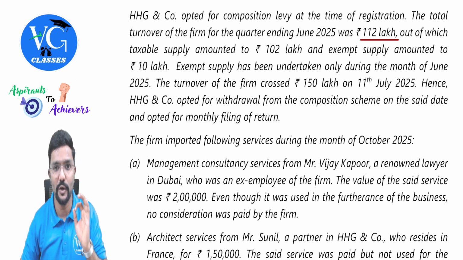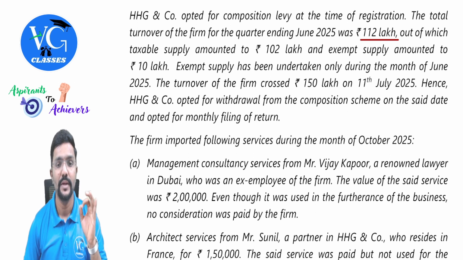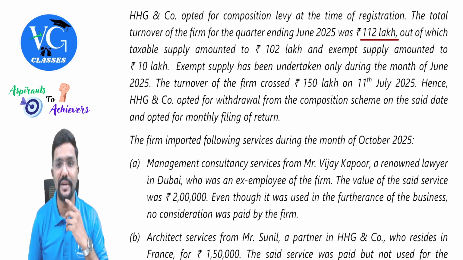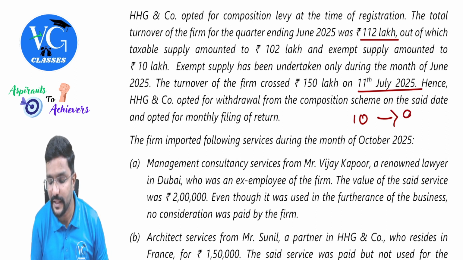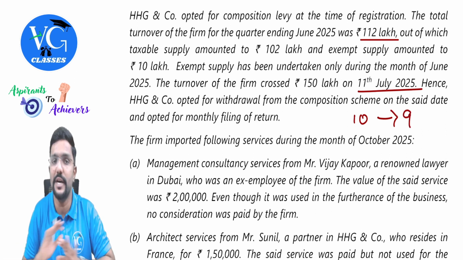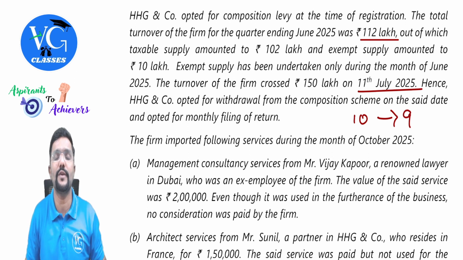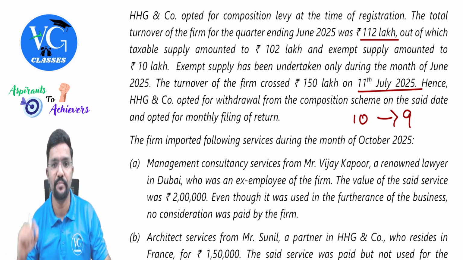I will explain that again. Don't worry. First, let me finish reading. The turnover of the firm crossed 150 lakh, that is 1.5 crore, on 11th July 2025. Immediately they have to go from Section 10 to Section 9, guys. Sir, can they wait till the beginning of next financial year? No. Immediately they have to withdraw from the composition scheme and go to Section 9, that is the normal scheme.